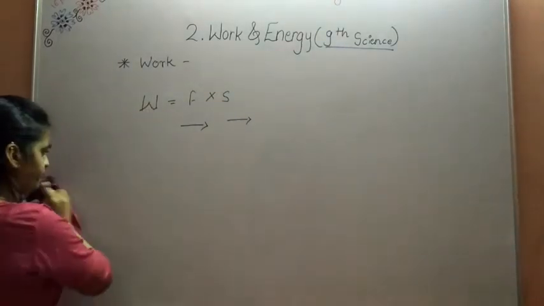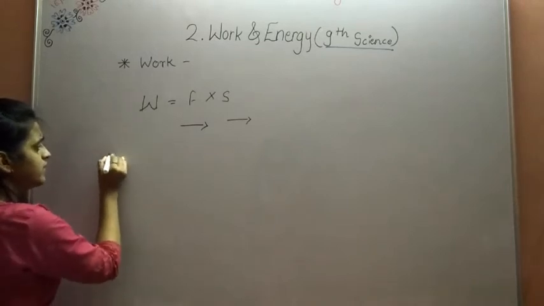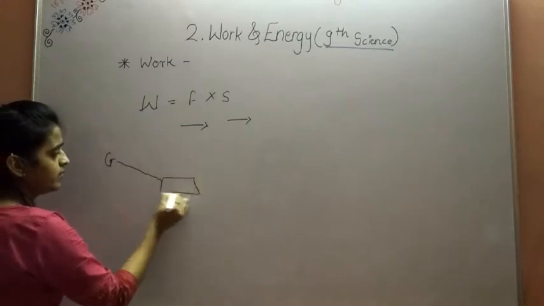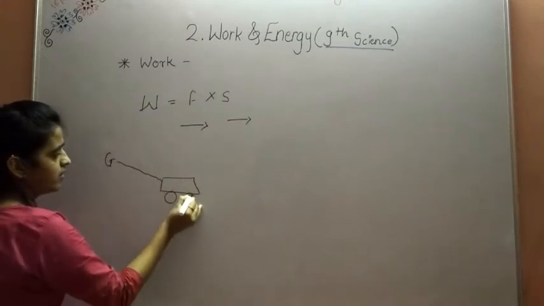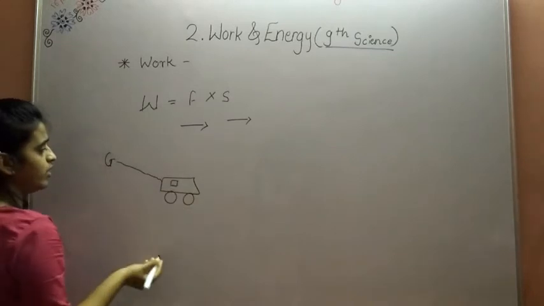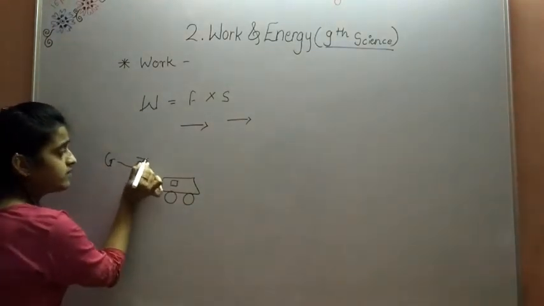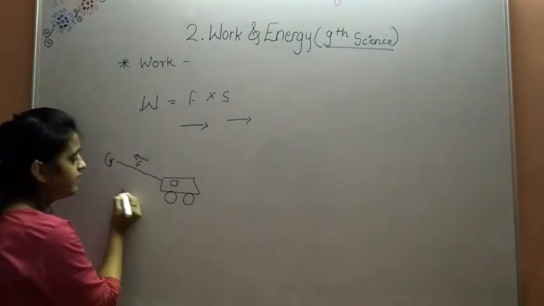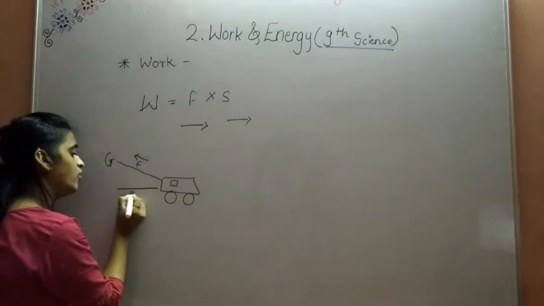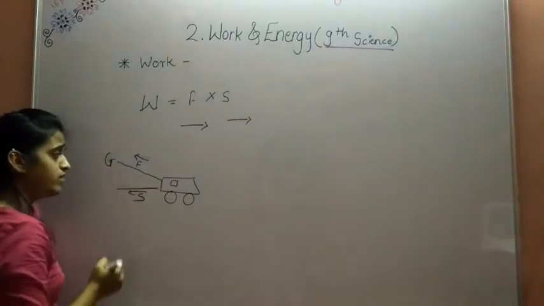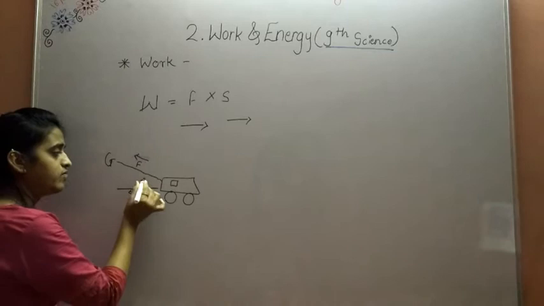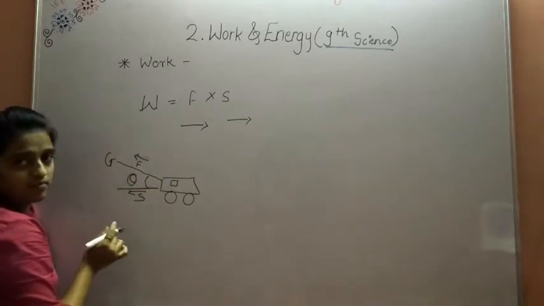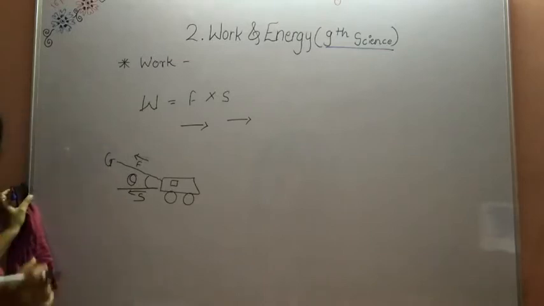But take a girl, this is a girl, and she pulls a toy. The force is applied in this direction and the displacement occurs in this direction. Between the force and the displacement an angle is created. This angle is known as theta. This is a geometrical concept, trigonometry.